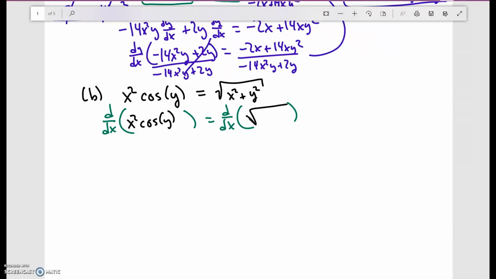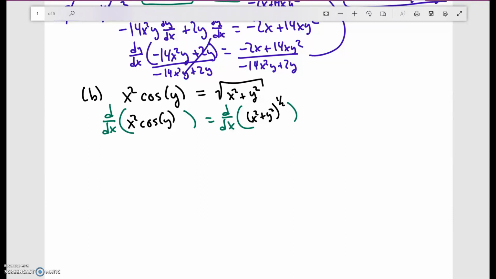Let me actually change that up. Let me change that to x squared plus y squared to the power of 1/2. I think that might be better to work with.